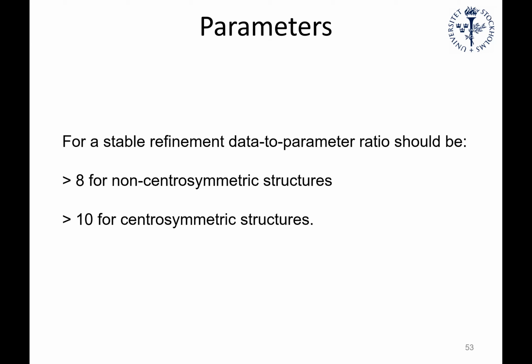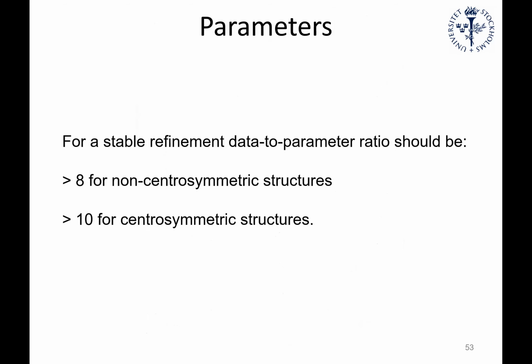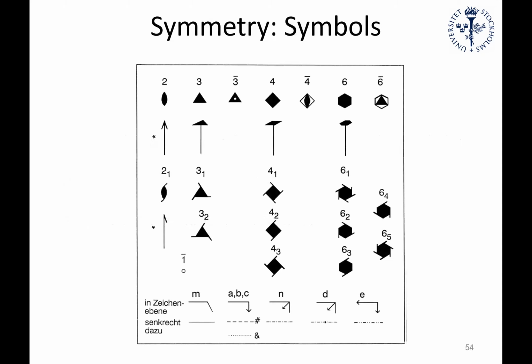For non-centrosymmetric structures, you want this data to parameter ratio to be 8 or larger. For centrosymmetric structures, you want it to be 10 or larger. If that doesn't turn out to be the case, the refinement can become unstable. If you have less data than parameters, then your refinement is not going to converge, and it could explode, and you end up with a very unreasonable structure model in the end. So it's important to have much more data compared to parameters in your refinement.